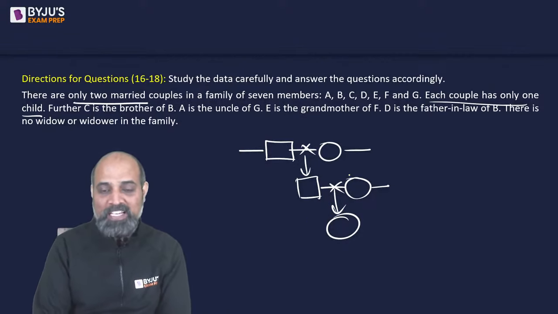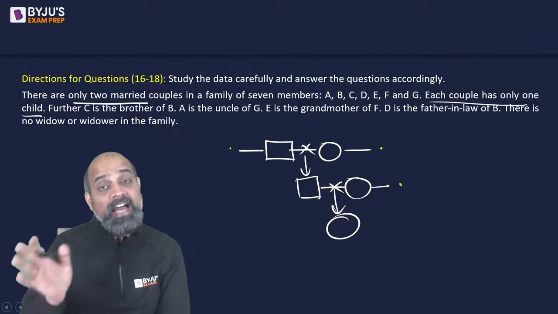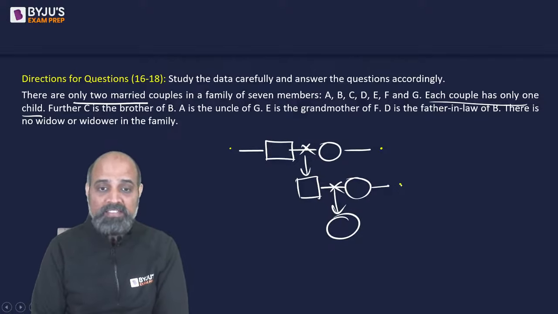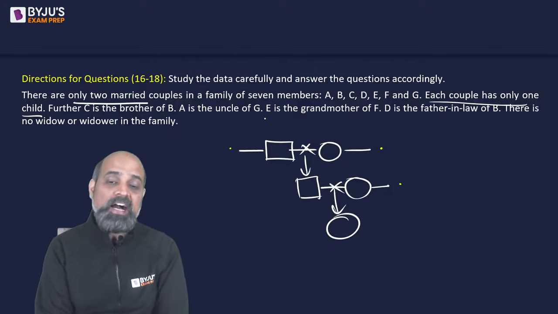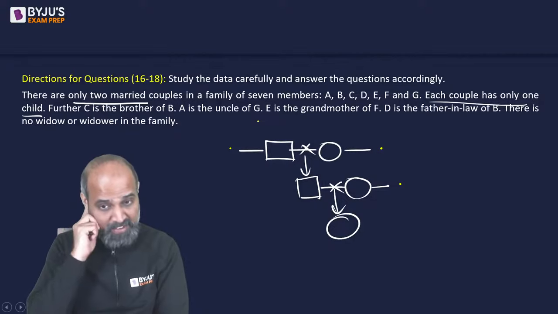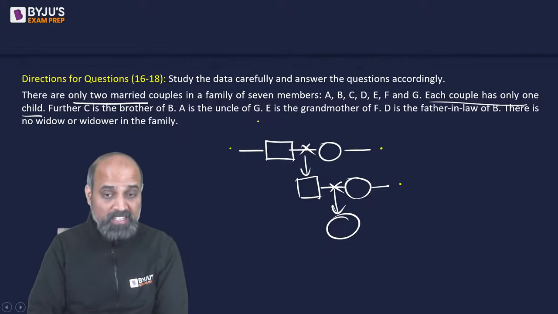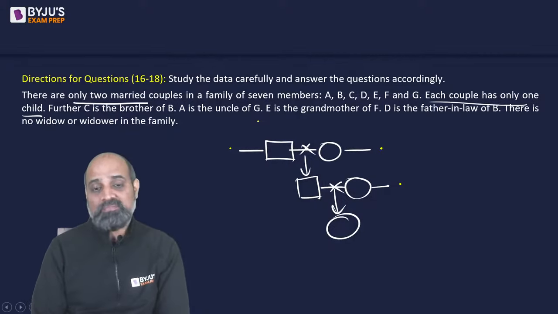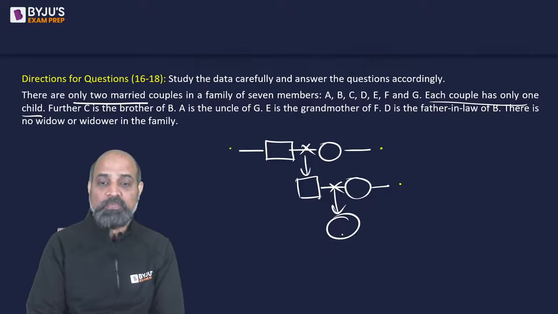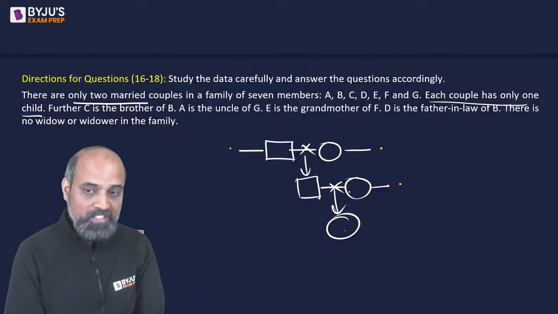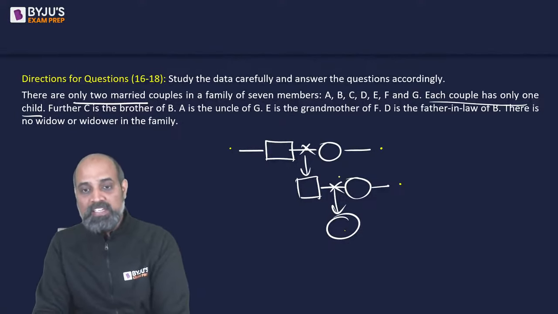So the only place we can put C is the brother of B. C could be here, C could be here, C could be here, and C is brother, right? Male. Next it says A is the uncle of G. If A is going to be uncle of G, so G has to be someone, right? So it could be uncle from this part or the other one. So not an easy one.